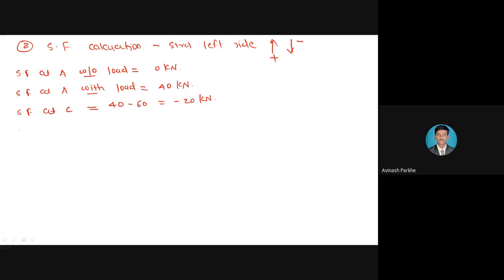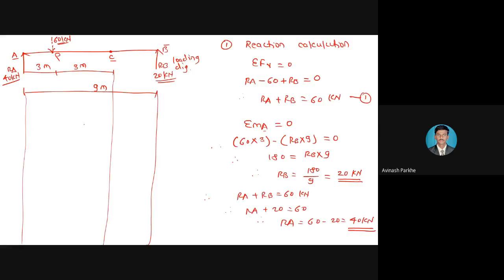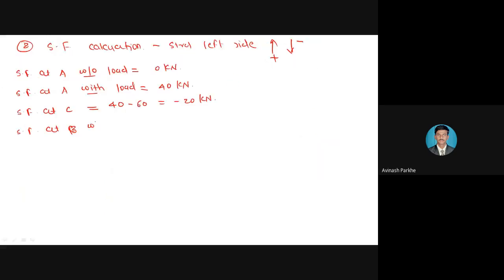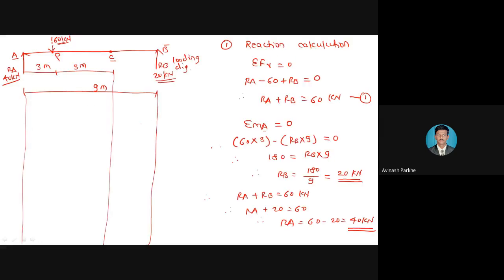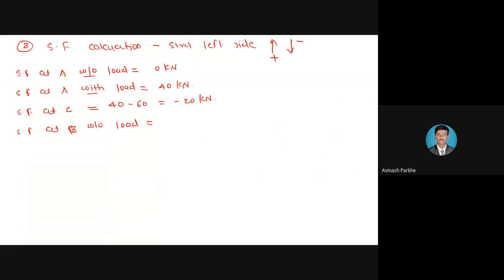Now point C is over. Now SF at, sorry, last SF at B. You can see at B, again the reaction is there, that means we have to take the without load and with load. So first, without load. How many forces are present to the left side of the point B? Again, 2 forces are present, which are again 40 kilonewton and 60 kilonewton. So I can take this minus 20 kilonewton as it is, no problem. Once again, 40 minus 60 is equal to minus 20 kilonewton.